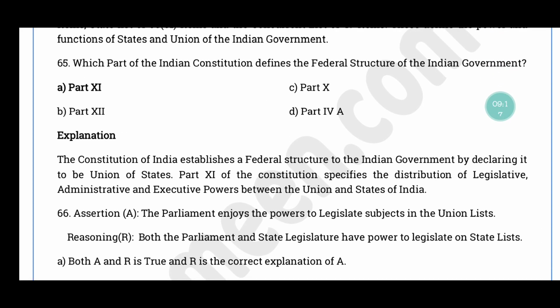Question number 65. Which part of Indian Constitution defines the federal structure of Indian government? The correct answer is option A, part 11. Indian Constitution provides the federal structure of Indian government by declaring it to be union of states. So part 11 of Constitution describes the distribution of legislative, administrative and executive powers between the union and states of India.